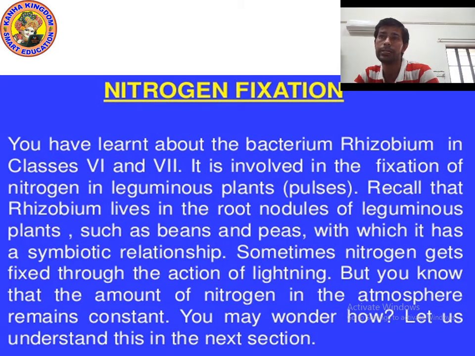Recall, rhizobium lives in the root nodules of leguminous plants such as beans and peas, with which it has a symbiotic relationship. Symbiotic is a way of sharing food and shelter with each other. Rhizobium provides food for beans and peas, and in return, beans and peas provide shelter for rhizobium.